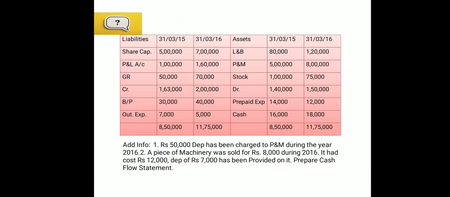Okay, next we have the profit and loss. As always, as we have done in your fund flow also, here we will use it to calculate cash from operating activities. Then we have the general reserve.